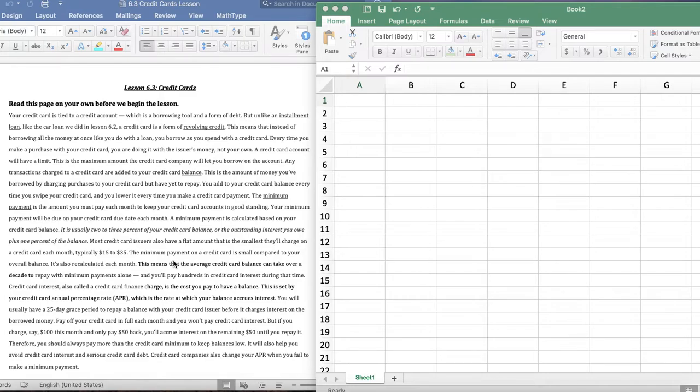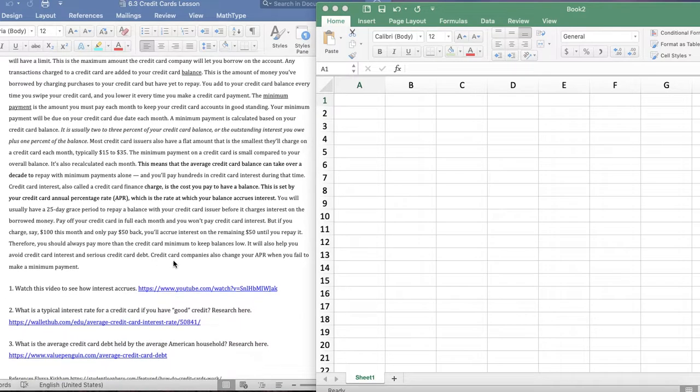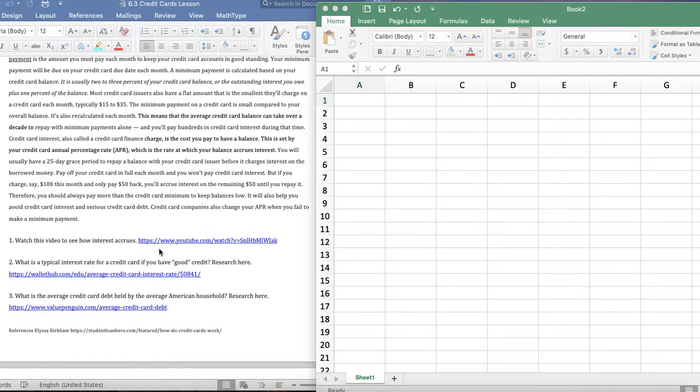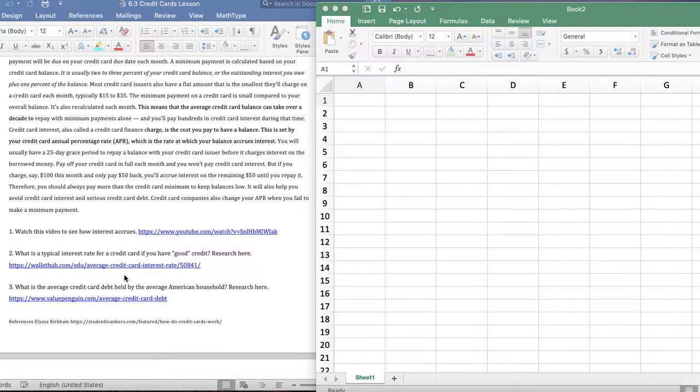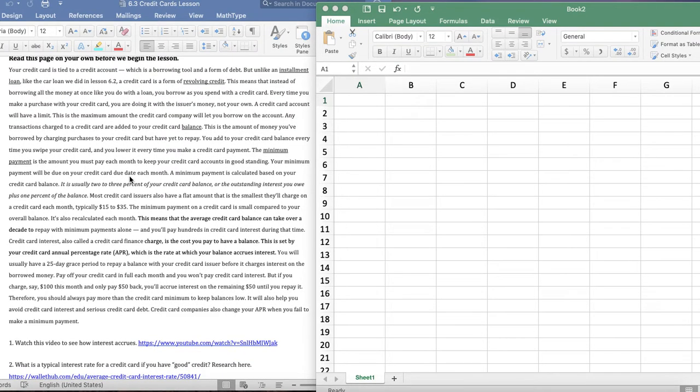But in class, we discussed everything that you read for homework on this page, and we discussed what you saw in the video here. We discussed the typical interest rate for a credit card if you have good credit, and this website that you did your research on, and we saw that it was a little over 20% interest rate. And then we discussed the answer to number 3. The average credit card debt held by the average American household was about $5,700.